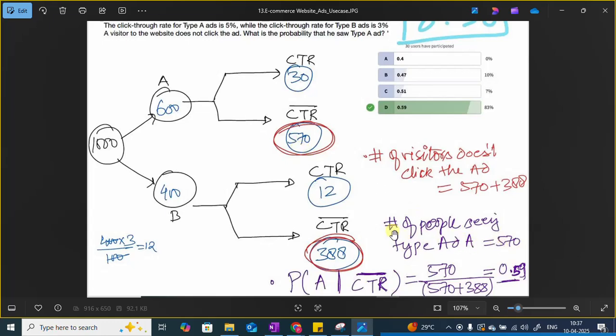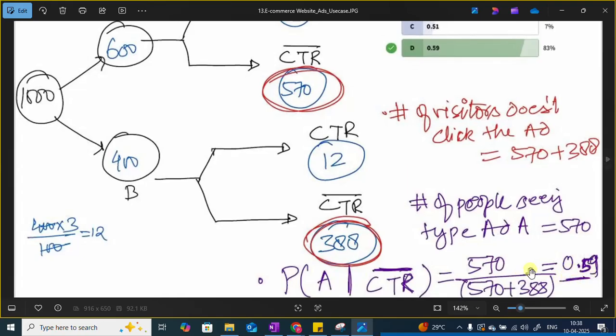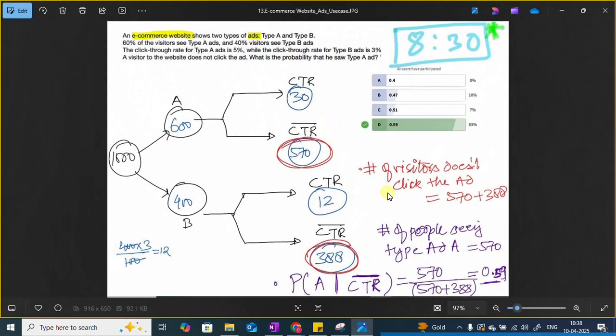Now, it's asking probability of the person who sees type A ad but does not click the ad, which is nothing but 570 divided by 570 plus 388. If you calculate, it's coming around 0.59. That is the probability. If I convert into percentage, then it will come 59 percentage. Guys, any doubt so far? Please let me know. Very, very interesting, guys.